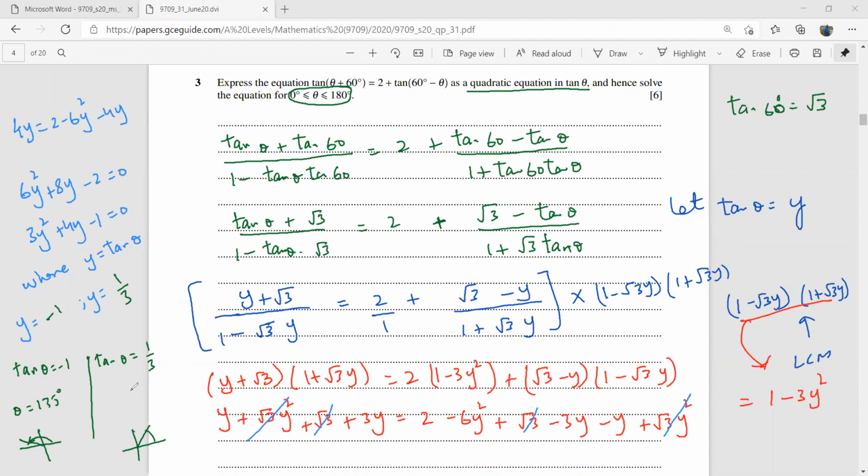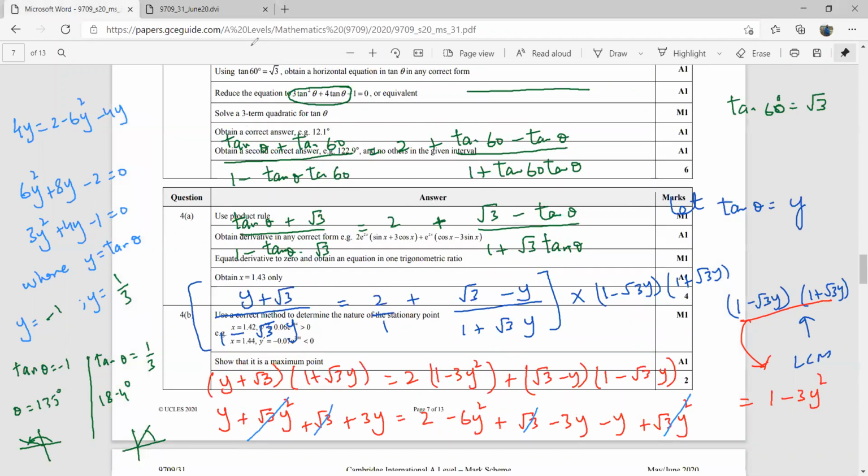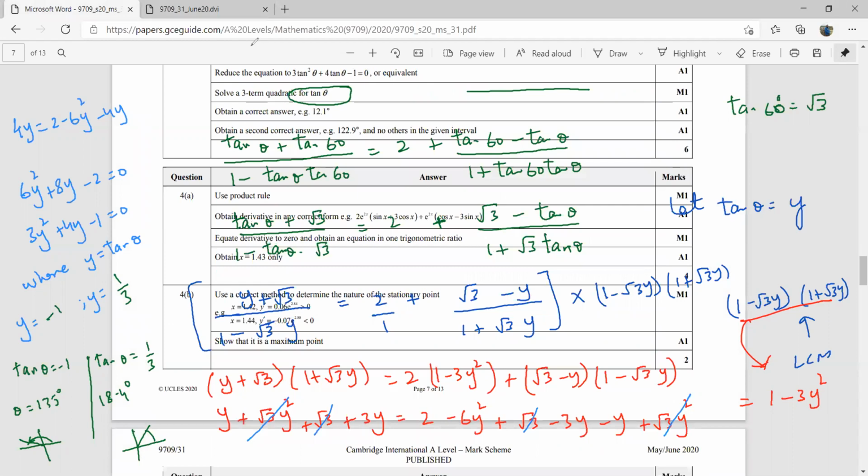Come on, yaar. 18.4 degrees. I doubt if these values are really correct. Let me check from the answers here. Oh, one answer is 12.1, the other is 122.9. What are you doing, bacho yaar? Please solve these equations again, yaar. 3y square plus 4y minus 1 equal to 0.